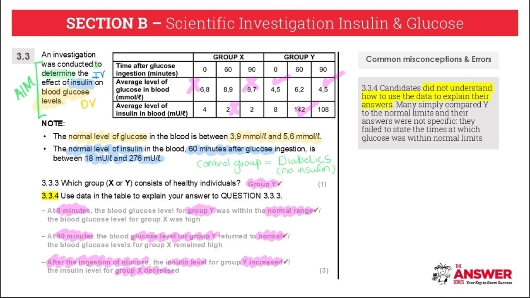So the diagnostic report says that candidates did not understand how to use the data to explain their answers. Many of them simply compared group Y to the normal limits, and their answers were not specific. They failed to state the times at which the glucose was within the normal limits. So you had to basically combine what was given in the note to substantiate what was given in the table. That what we see in the data for group Y makes them the healthy individuals because their data at those 3 different time intervals coincides with a normal level of glucose or a normal level of insulin.